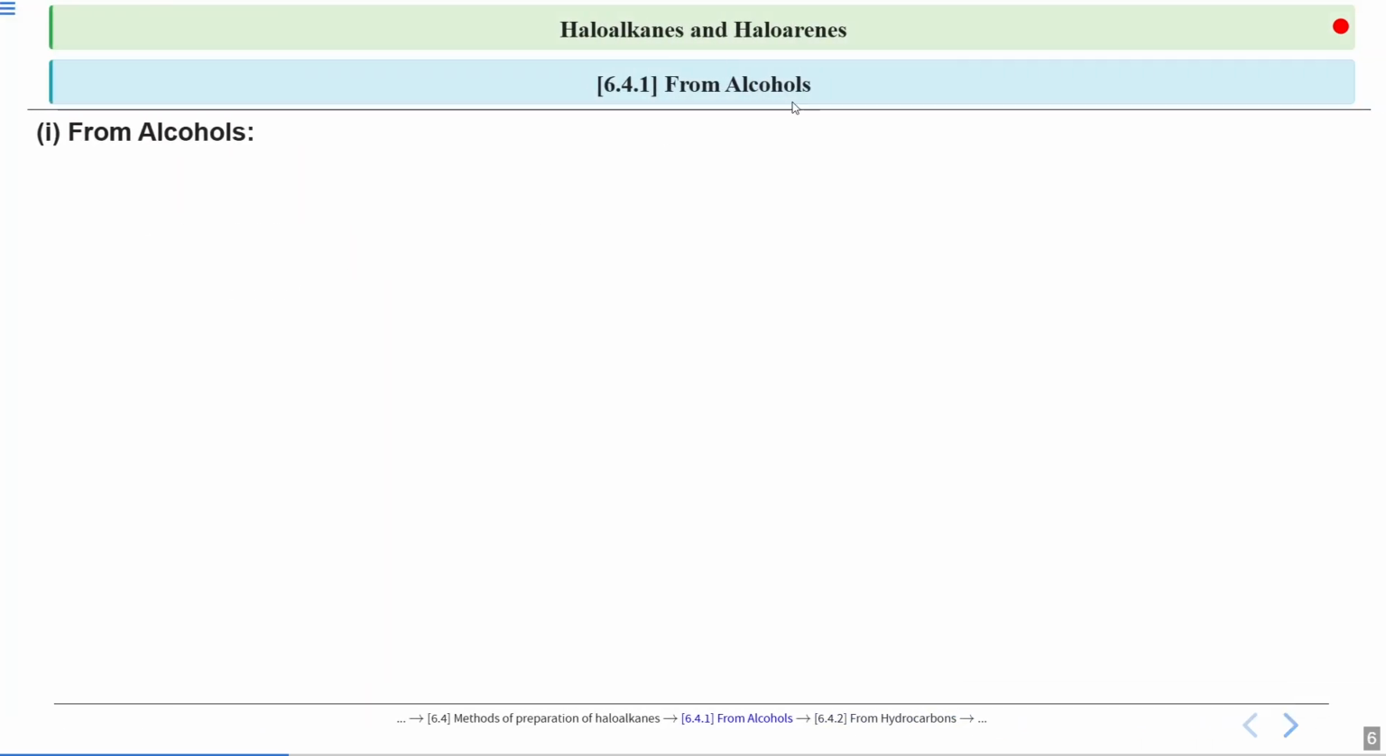Let's study our subsection 6.4.1, that is from alcohol. So how can you prepare the haloalkanes from the alcohols? Hydroxyl group is the identification for the alcohol functional group. So the hydroxyl group, that is the OH group of an alcohol, is replaced by a halogen, that is X. We use X for halogen representation, right? So in the preparation of haloalkanes from the alcohols, the hydroxyl group present in the alcohol is going to be replaced by the halogen atom.